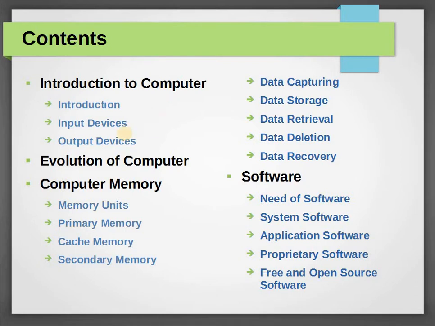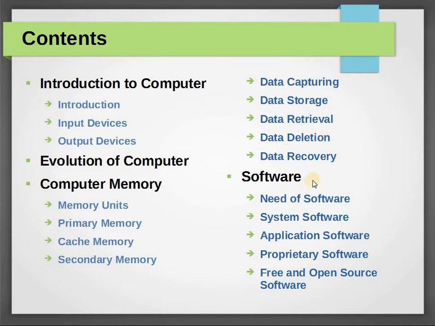Then second topic, we will go through the history of the computer. Then third topic is about computer memory. What are memory units? Then different types of memory like primary memory, cache memory, secondary memory. Then these topics we will cover, like what is data capturing, data storage, data retrieval, data deletion, data recovery.